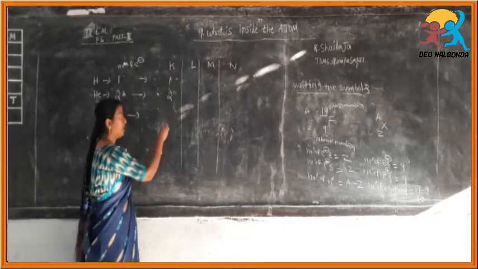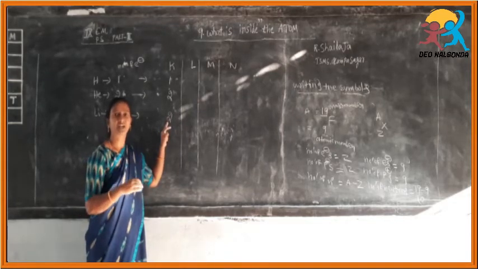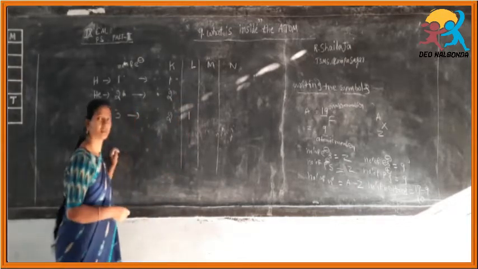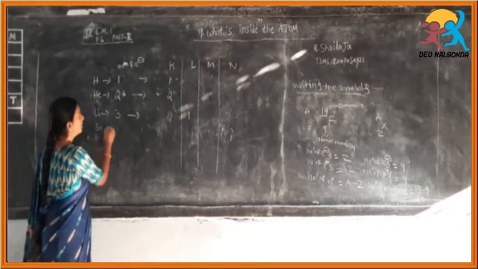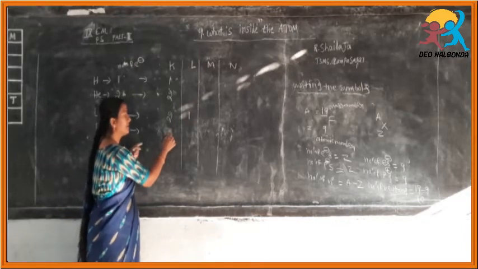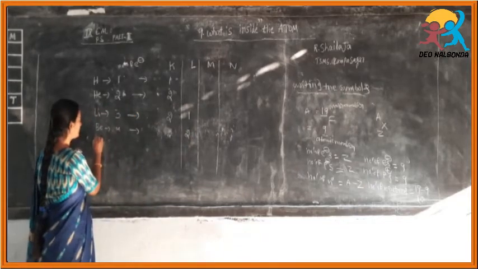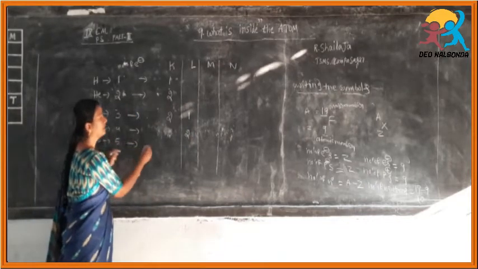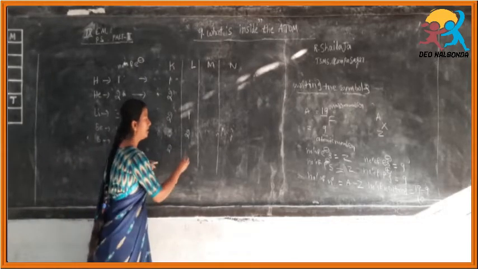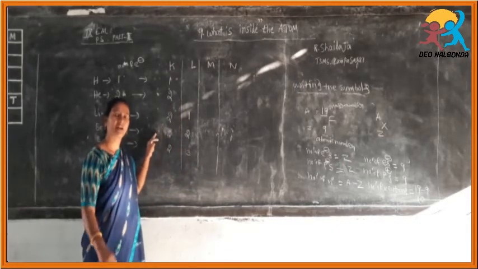The K shell can accommodate a maximum of only two electrons. So two electrons enter the first shell, and one electron is left, which enters the second shell, L. Next, beryllium has four electrons. The first two electrons enter the first shell, and the second shell gets two. Next, boron has five. Two electrons are in the first shell, and in the second shell, how many electrons remain? Three.